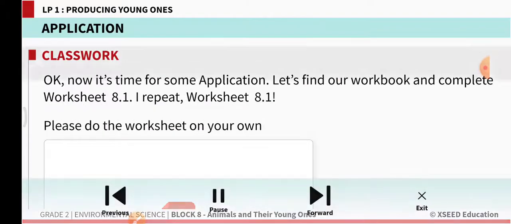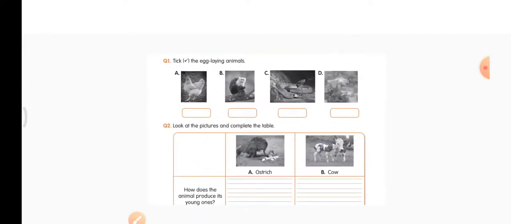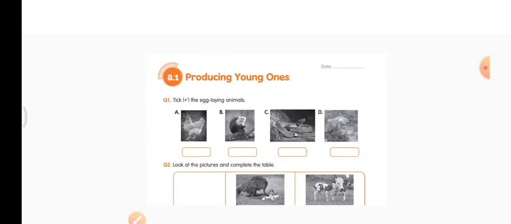Right? Now all of you open your workbook, beta. Put today's date, producing young ones. Put today's date and tick the egg laying animals. First one, hen, does it lay an egg? Yes, it lays. So, you are going to put a tick in the box under hen. Under the picture hen, there is a box. Because it is an egg laying animal, you are going to put a tick there.